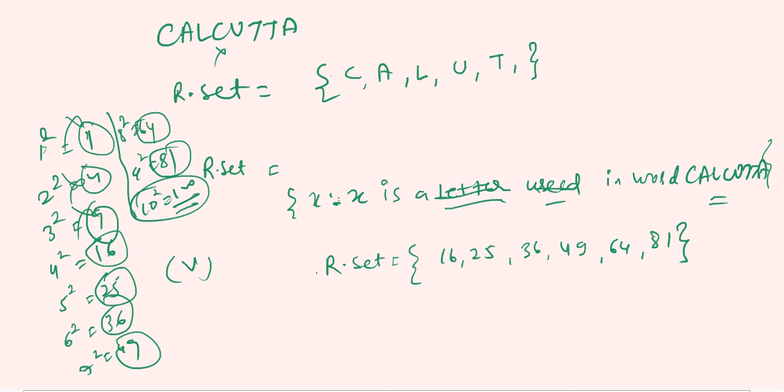Then set builder form, x is such that x is a perfect square of 2 digit. ये सब जो है perfect square है कितने digits के? 2 digits के. So now you can solve exercise 10C.